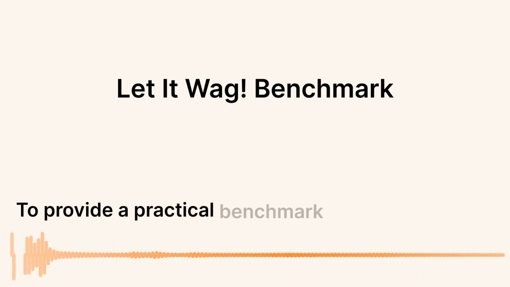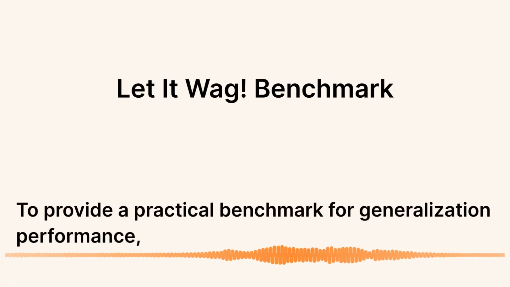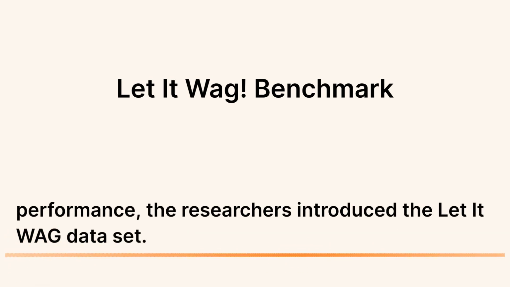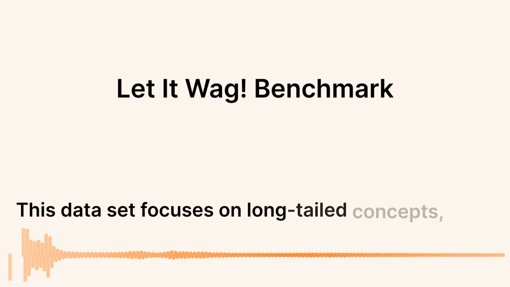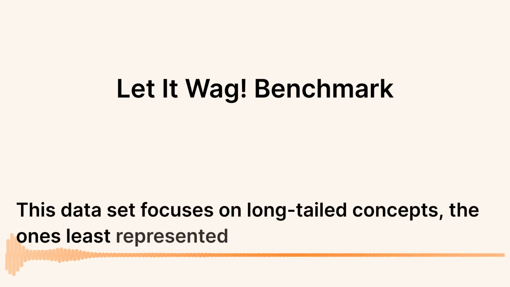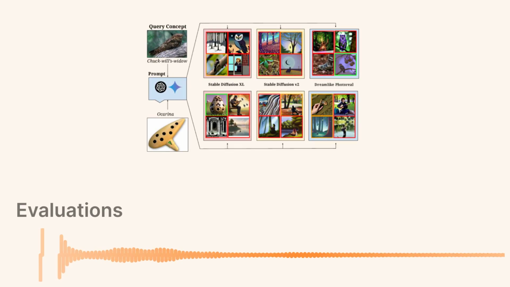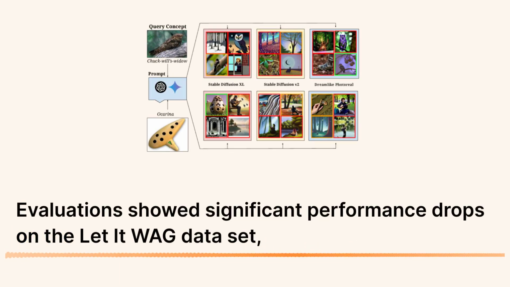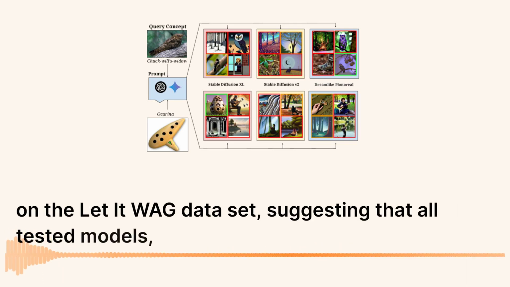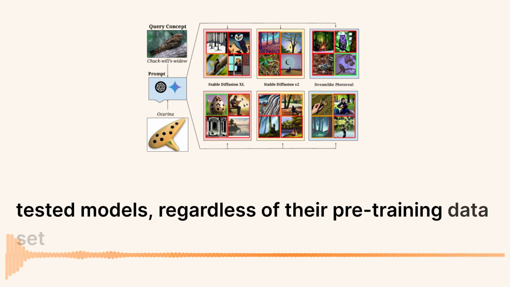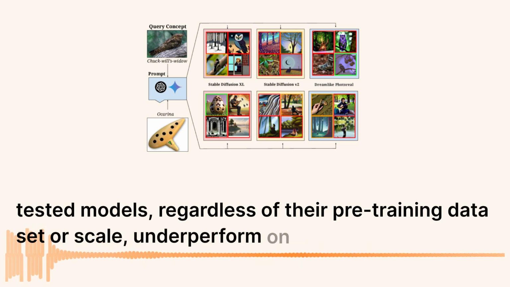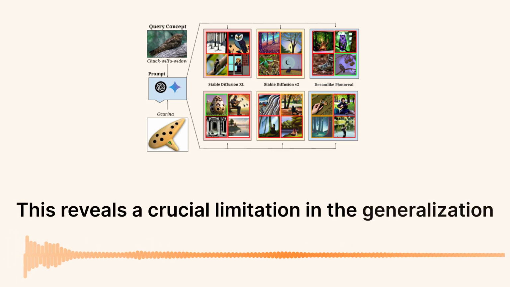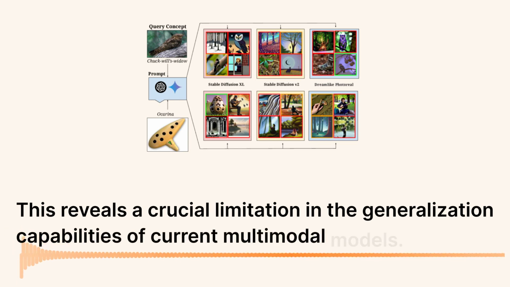To provide a practical benchmark for generalization performance, the researchers introduced the Let It Wag dataset. This dataset focuses on long-tailed concepts, the ones least represented in pre-training data. Evaluations showed significant performance drops on the Let It Wag dataset, suggesting that all tested models, regardless of their pre-training dataset or scale, underperform on long-tailed concepts. This reveals a crucial limitation in the generalization capabilities of current multimodal models.